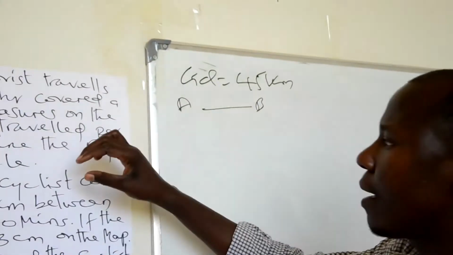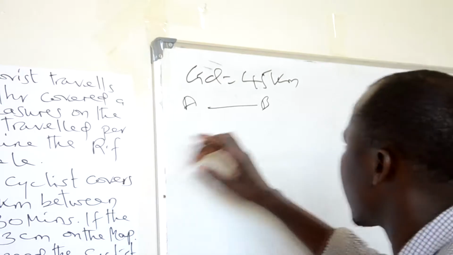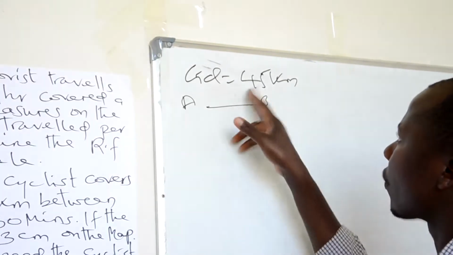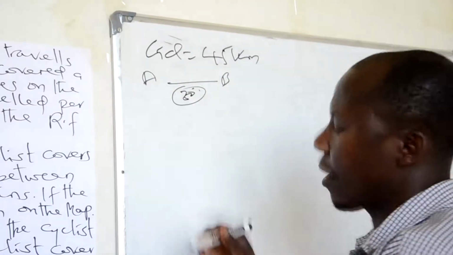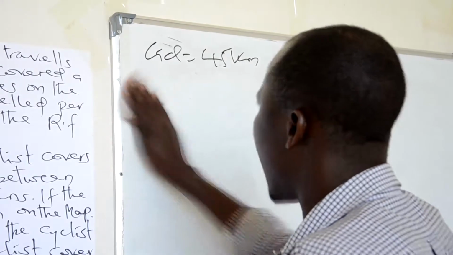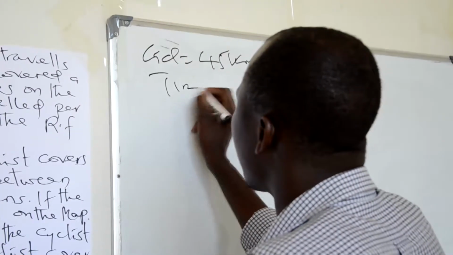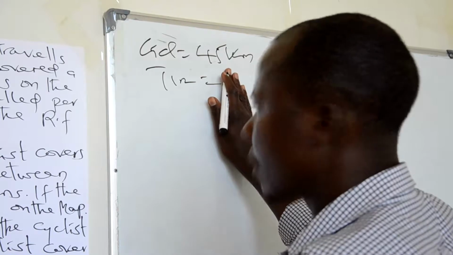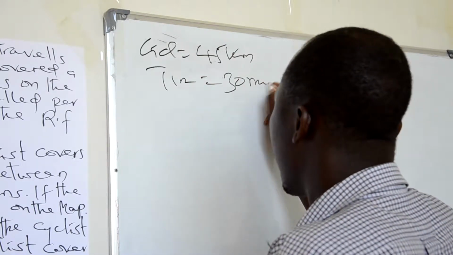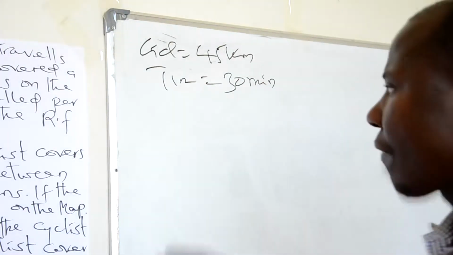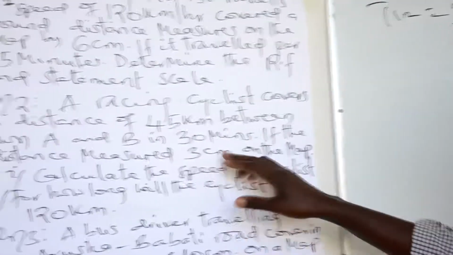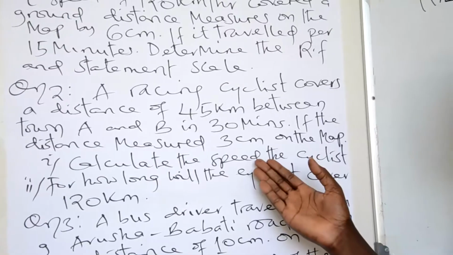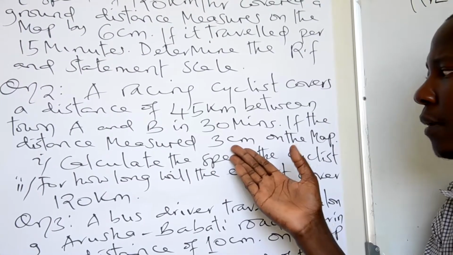When this cyclist was moving from A to B for 45 kilometers, it was taking 30 minutes. This is the time. Therefore, time will be 30 minutes. After that, if the distance measured is 3 centimeters, get in your mind that this is the map distance.